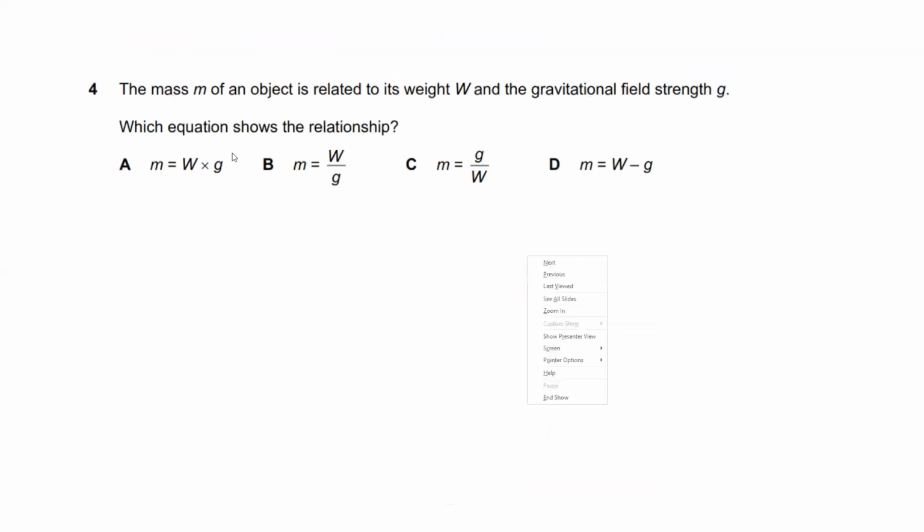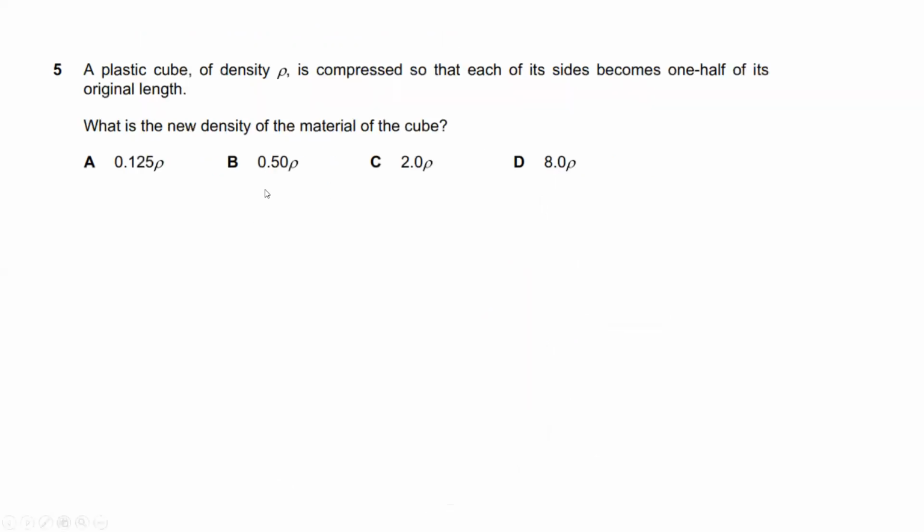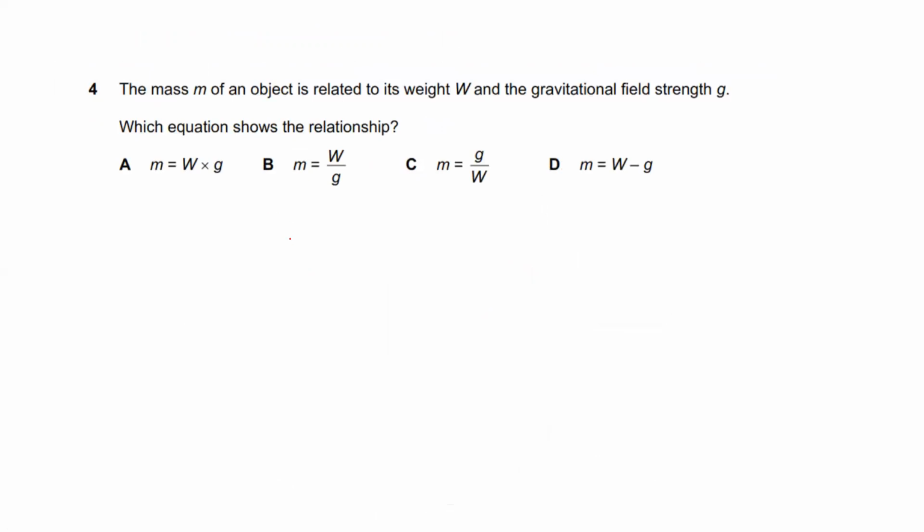Next question. It says the mass of an object is related to the weight and the gravitational field strength. Which equation shows the relationship? So we remember that weight is equal to mass times gravity. And here we can also write mass equals weight divided by gravity. So this no, this yes, this no, this no. So answer B is the right answer.